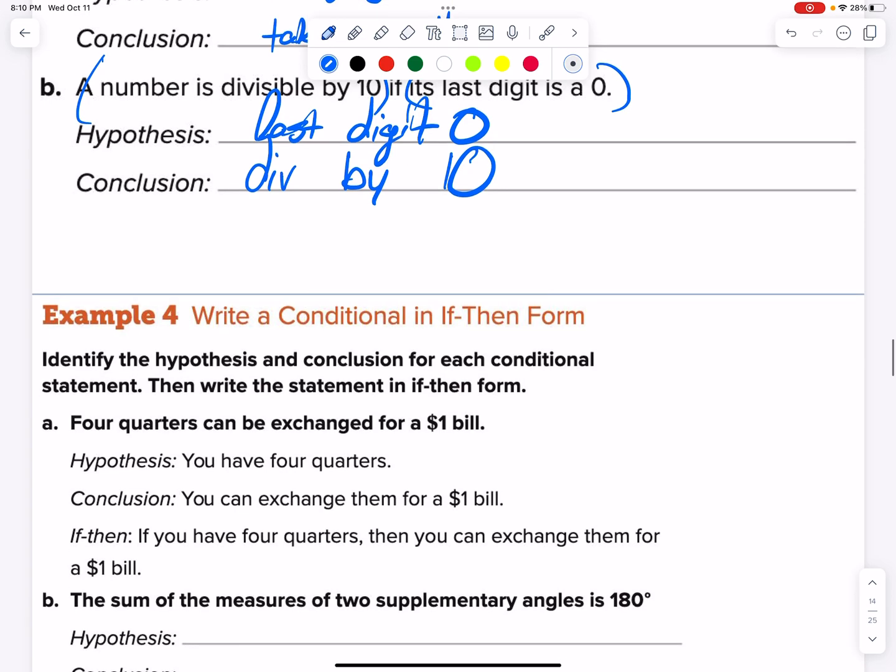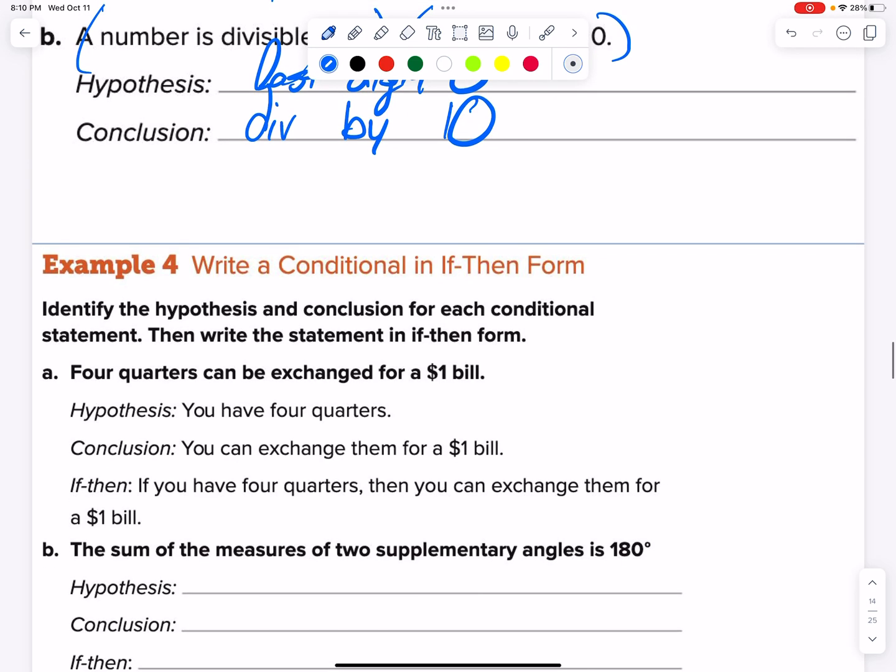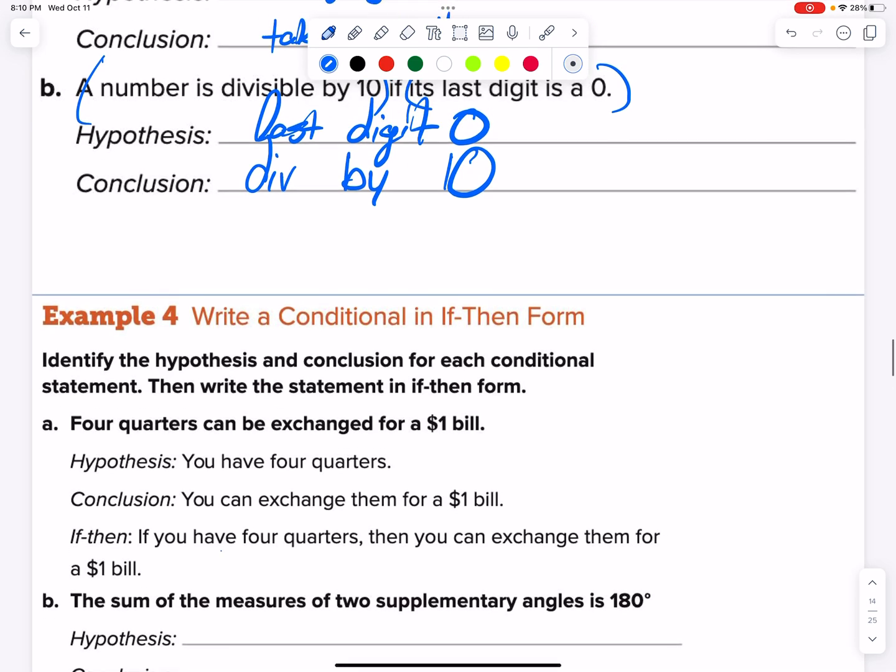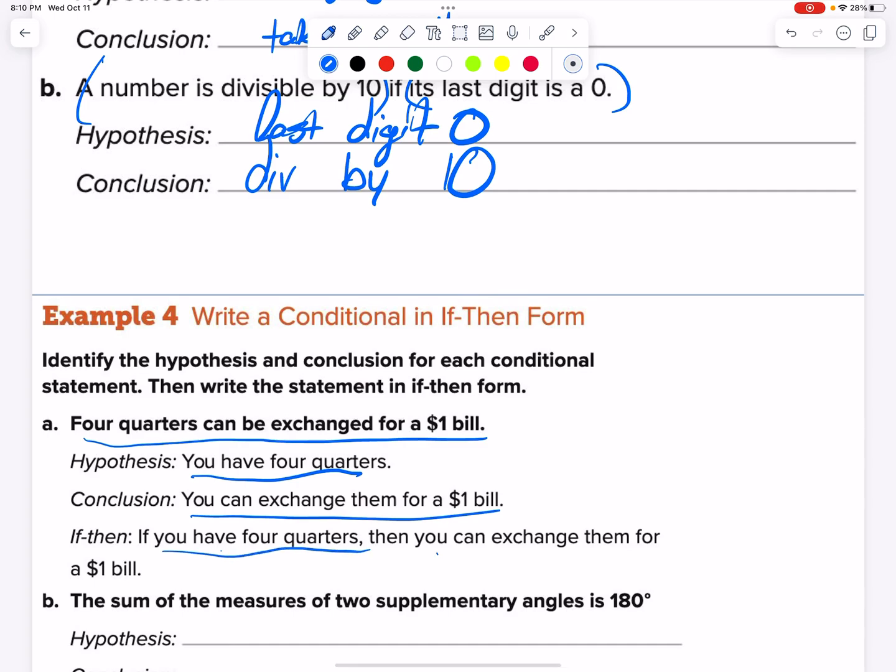Write a conditional statement in if-then form. So again, we're going to take a conditional statement: 4 quarters can be exchanged for a dollar bill. We need to pull apart a conclusion and a hypothesis based on this. So again, if you have 4 quarters, then you can exchange them for a dollar bill.